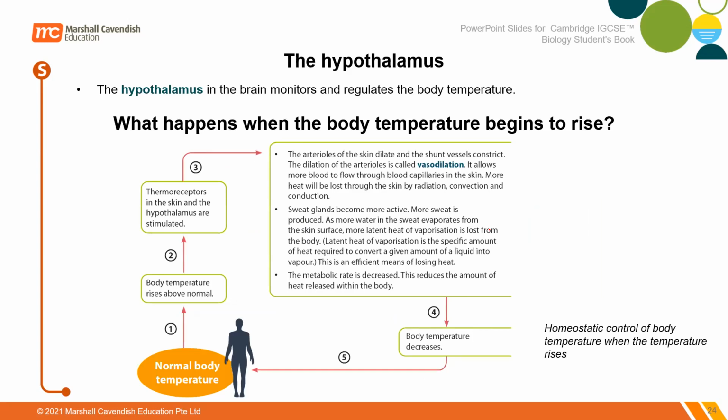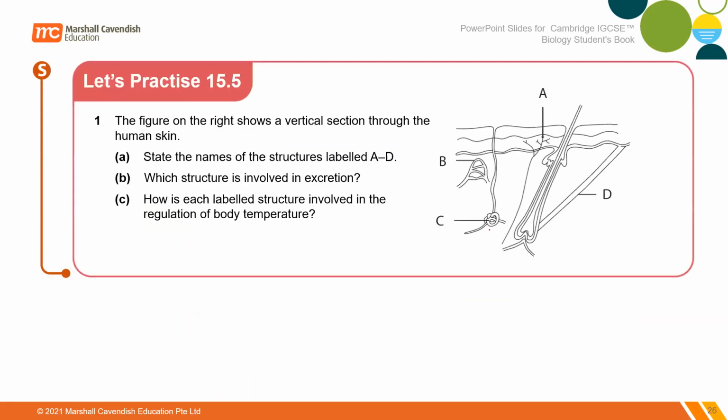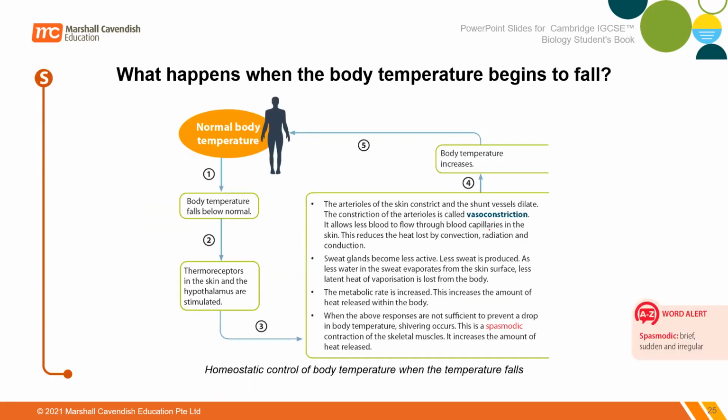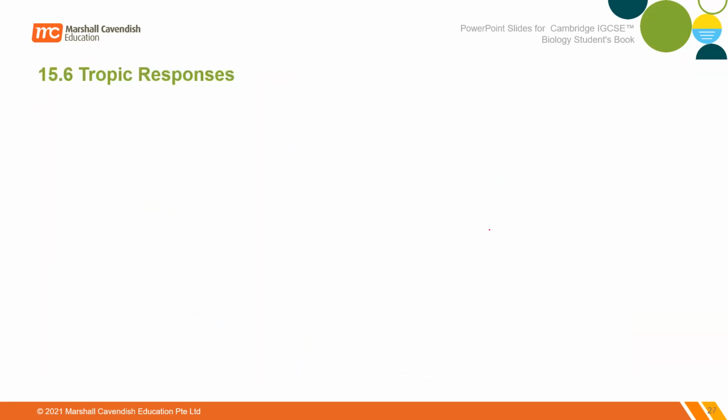The hypothalamus and how it detects any change in the body temperature. The change in body temperature will be detected by the hypothalamus in the brain and the thermoreceptors in the skin surface. Look at the sequence after the session and you will realize that this is the same way of transmission of messages through neurons. Same for when the body temperature begins to fall: the message will be sent in the same way and vasoconstriction will happen, so the body temperature increases.